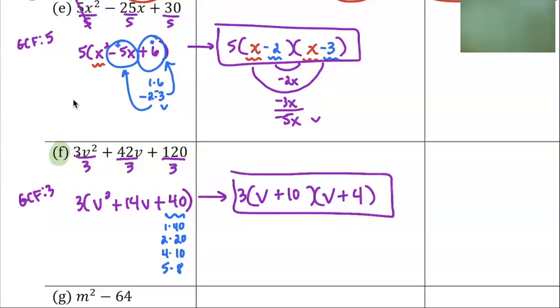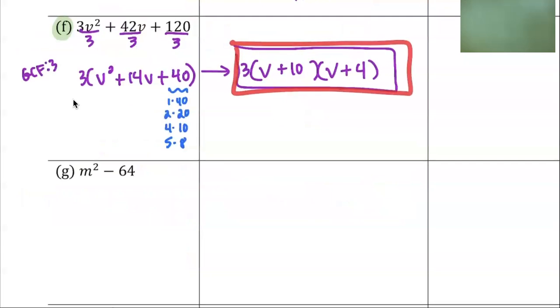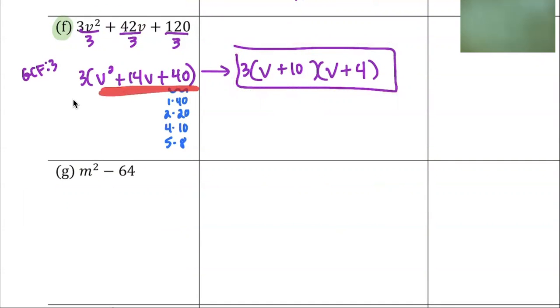All right, answer is up. You should have got 3 as your GCF, which you then factored out. And then your final polynomial, v squared plus 14v plus 40, factors into v plus 10 times v plus 4. The only way for your numbers to multiply to get +40, but also add to be 14, the only numbers that work end up being 4 and 10.